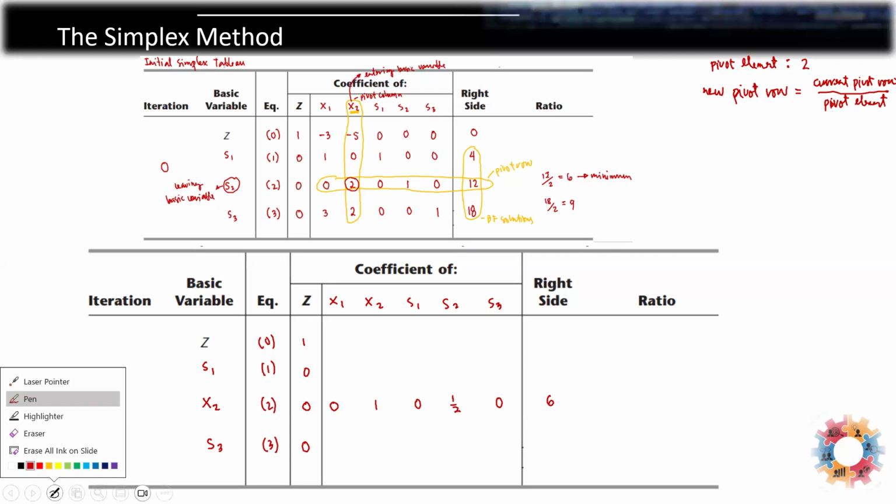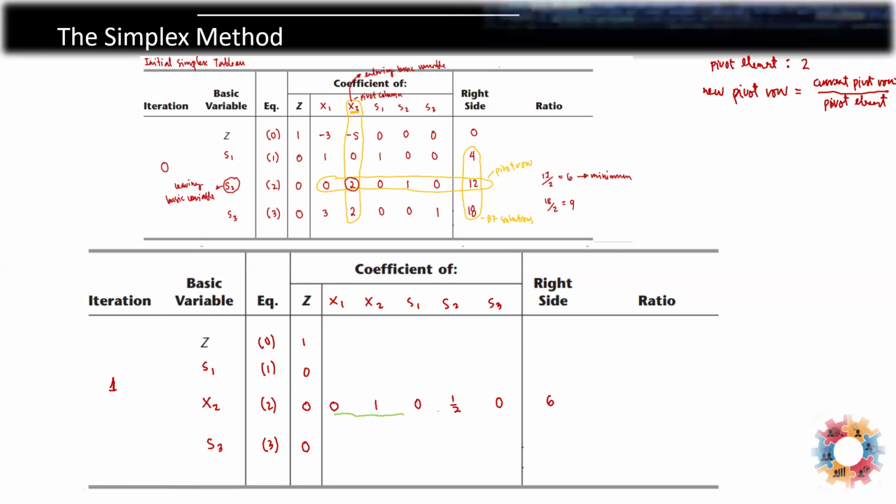I'll mark this as our new pivot row. I think I'll use green. Green represents new. Okay, so I'll mark this. So this is your new pivot.